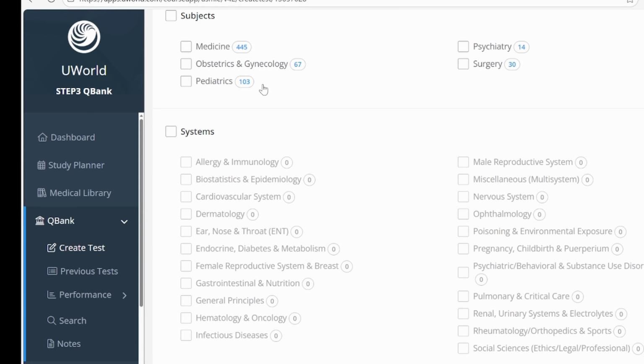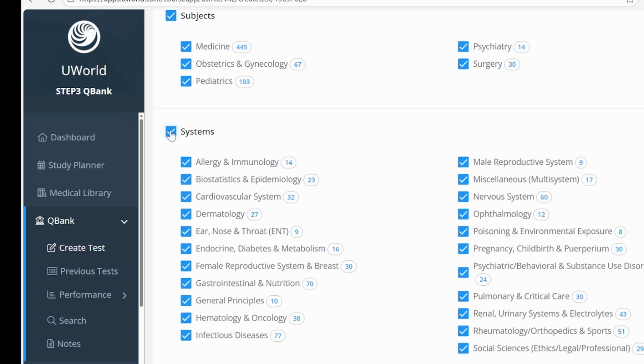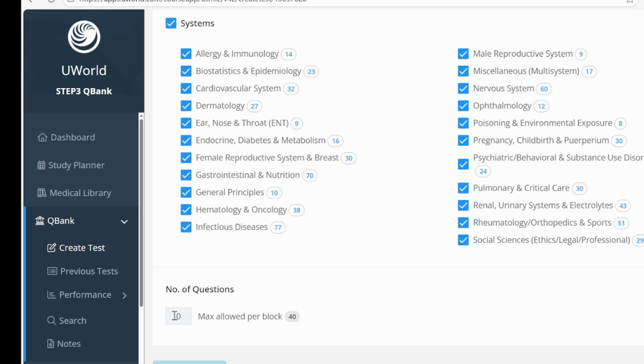I'm using my Step 3 question bank to show an example of how to use UWorld. Once you go to the login page, you'll see this question bank section. Then you go to create test, select all subjects and all systems, set the number of questions to 40, and create the test. After you create the test, take it in test mode for 1 hour so that you will know how many questions are correct and how many are wrong.